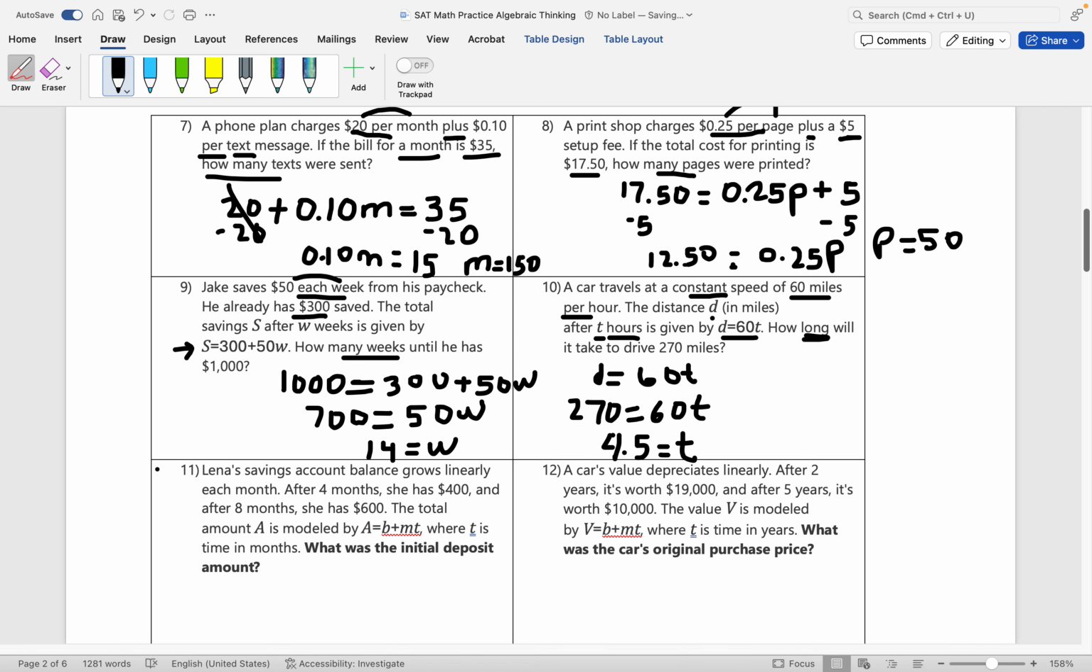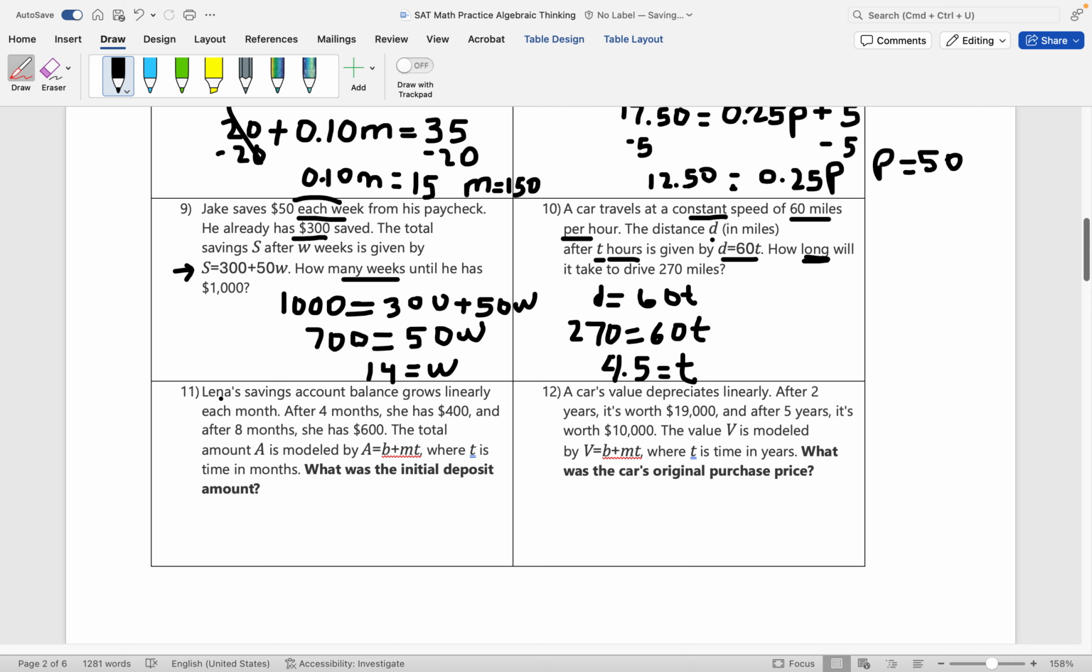Okay, number 11. Lena's savings account balance grows linearly each month. After 4 months, she has $400, and after 8 months, she has $600. The total amount A is modeled by A equals B plus MT, where T is the time in months. What is the initial deposit amount? Okay, so there's a lot of things going on in this question.